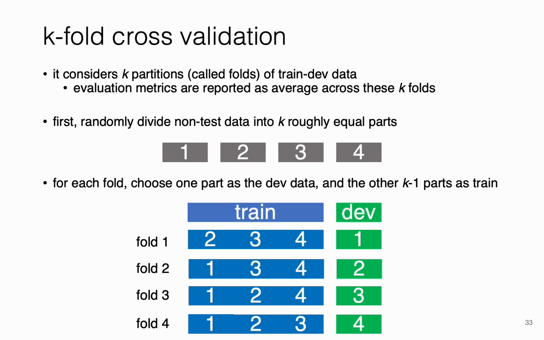The figure shows an example with k equals 4 folds. As said before, to decide on a hyperparameter combination, we compute the evaluation metric of interest of each dev dataset in each fold. We then compute the mean over the k folds.